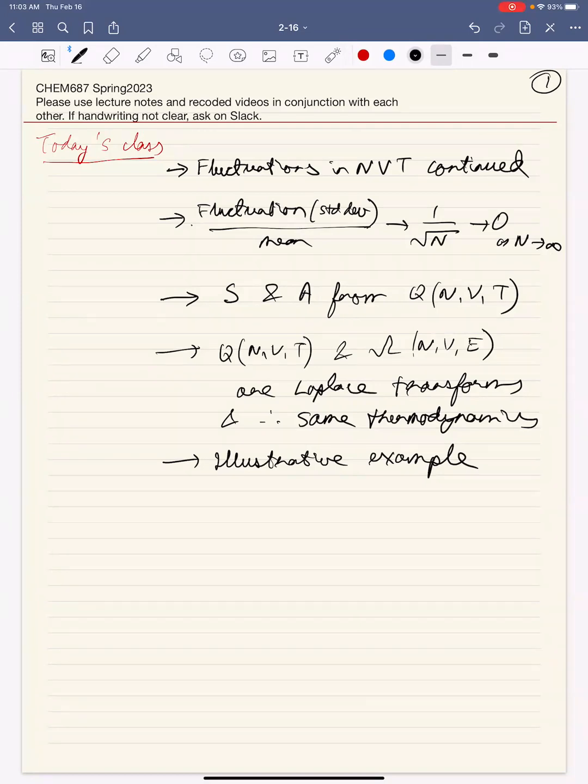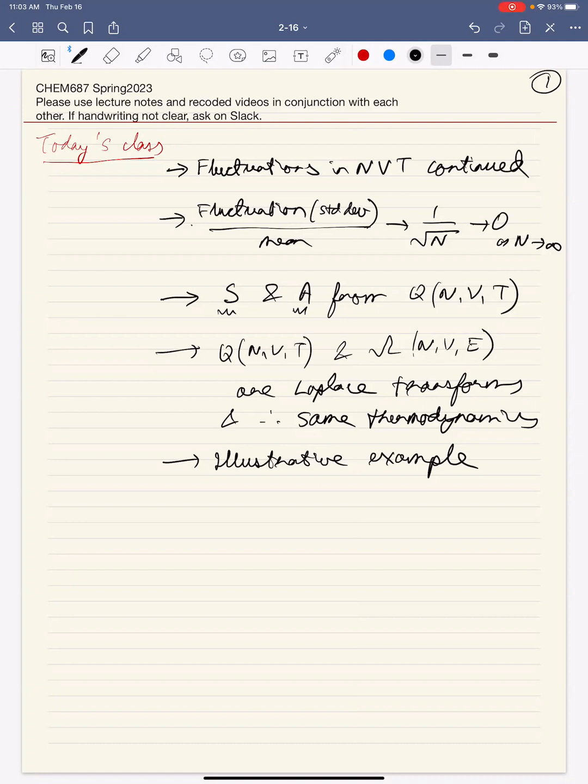We are going to continue to talk about fluctuations, which is averages and variance and things like that. And I will show you that the fluctuation relative to the mean goes to zero, which is really fundamentally important. We'll show you how to get entropy and through that the Helmholtz free energy from Q. And then I will try to connect Q with omega, which is the connection between both partition functions.